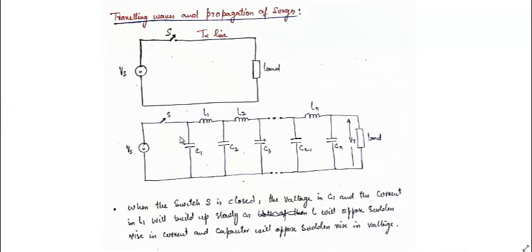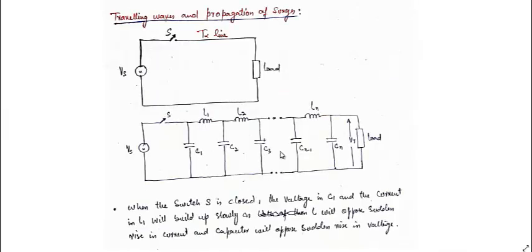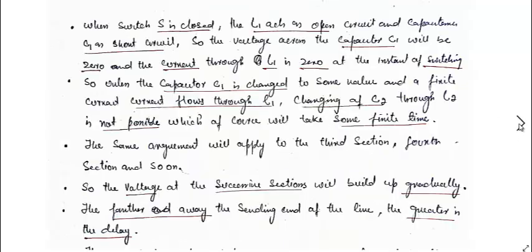So we can say the voltage will build up in the successive sections gradually. It will not build up instantaneously, because of the presence of capacitance and inductance in the system. The farther away the receiving end is from the sending end, the greater is the delay. There will be more sections, and so more delay in the propagation of the voltage.